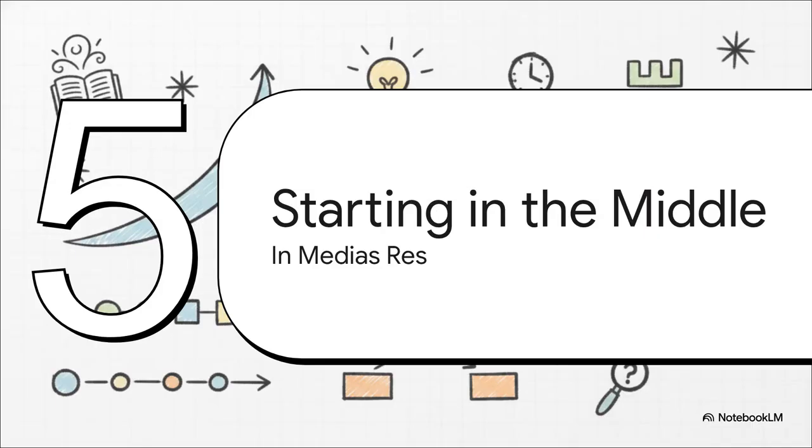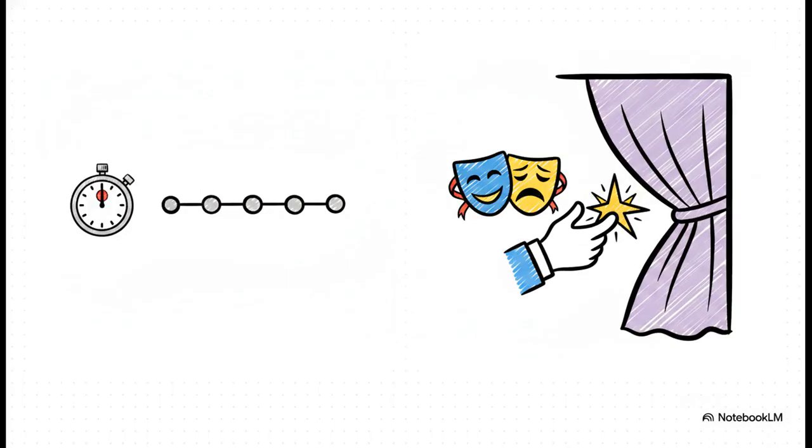Now we're getting to the really fun stuff. Section 5, starting in the middle. To truly get this, we have to contrast two completely different concepts. On one side, we have chronological order, which is the actual sequence of how events happen in real time. On the other side, presentation order, how the author strategically chooses to reveal those events to you. Seriously, separating when it happened from when you learn about it is essentially the ultimate psychological manipulation tool for any author.